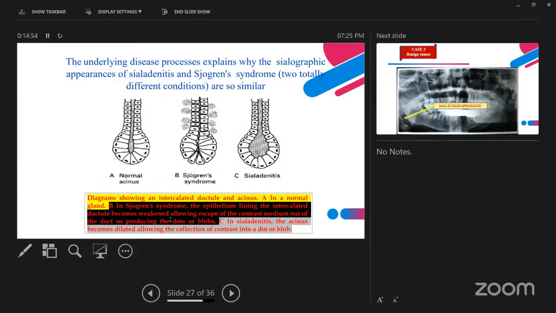So in the third picture, that is sialadenitis, acini become dilated, that results in the collection of contrast medium, and that will give the appearance of dots or blobs. So these two sialographic images are similar.